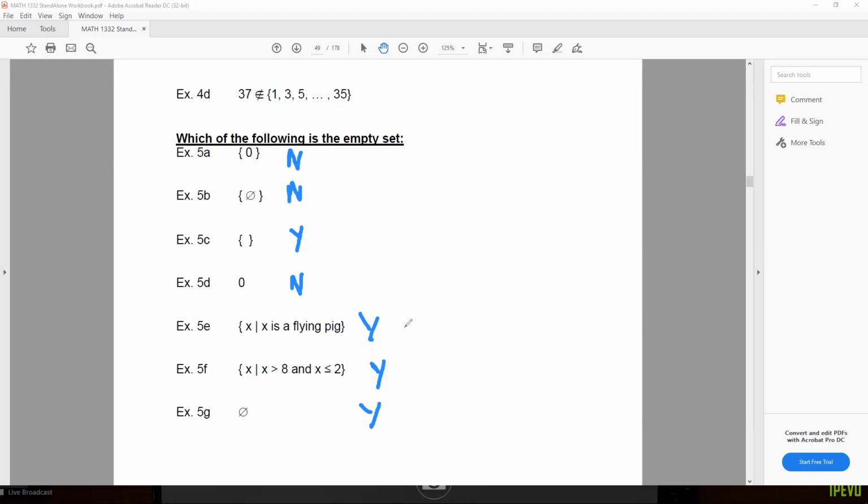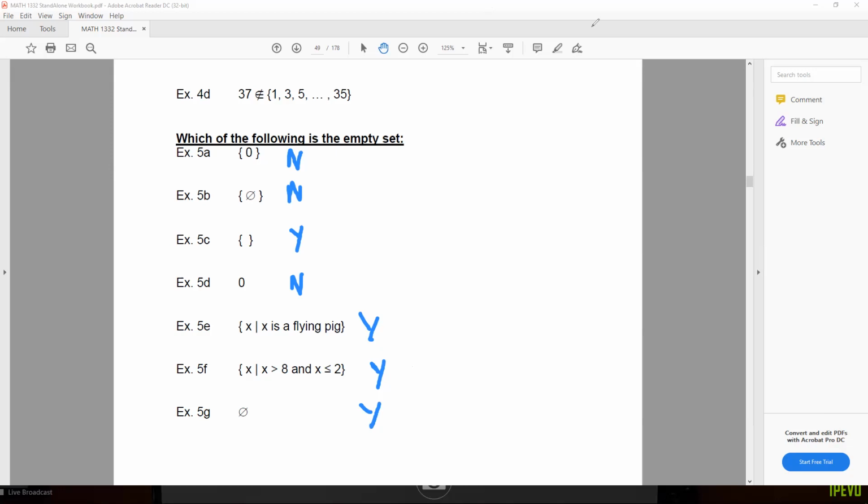5G, I gotta admit, I don't know what they're saying there. I would say there's a symbol for the empty set. So if they're giving me the symbol, I want to say yes. Yeah, should be fine. Anyway, that makes sense, what empty means.